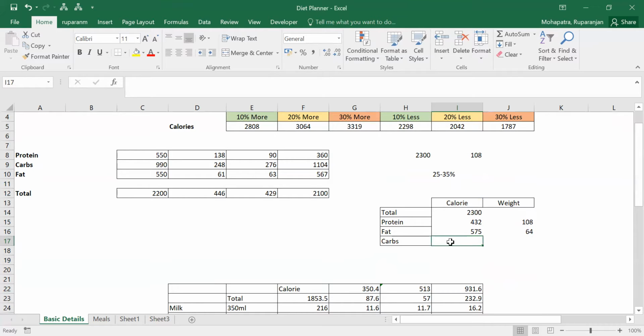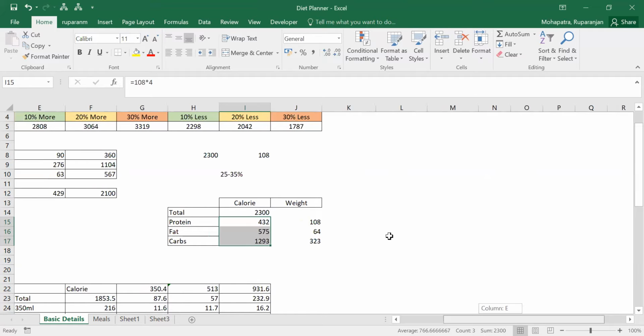Then whatever is remaining out of 2300 will be our carbs. If I calculate 2300 minus 432 minus 575, 1293 calories will come from carbs. To see how much weight of carbs, that will be 1293 divided by 4, since each gram of carbs gives us 4 calories of energy. This is the thing we need to keep in mind before planning anything.